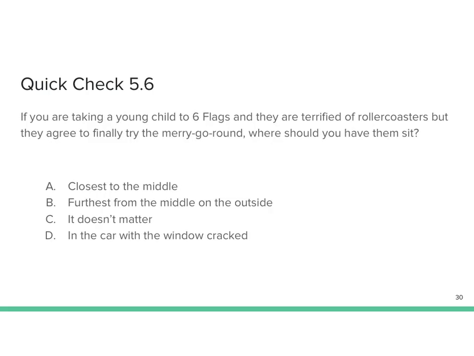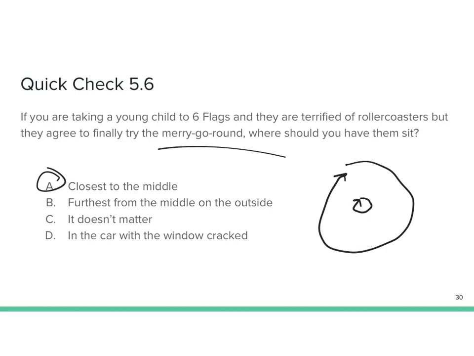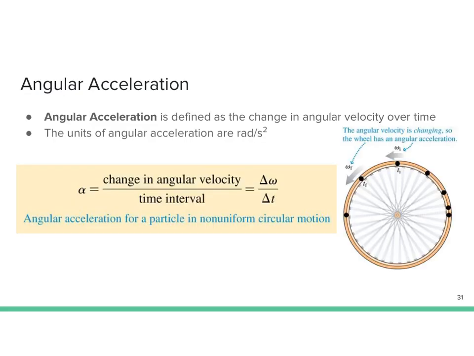All right, so here's another quick check. If you're taking a young child to Six Flags, and we've talked about this, and they're terrified of roller coasters, but they agree to finally go on the merry-go-round, where should you have them sit? Closest to the middle, because if you're closer to the middle, you undergo a smaller circle in the same amount of time, which means you have a lower speed. And of course, D is also a viable answer. So we've already covered uniform circular motion.